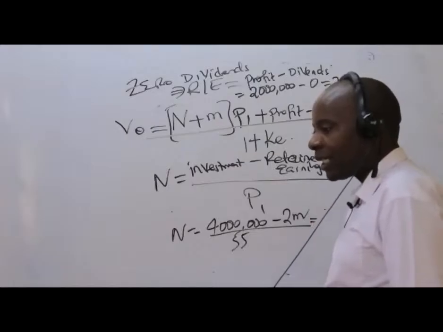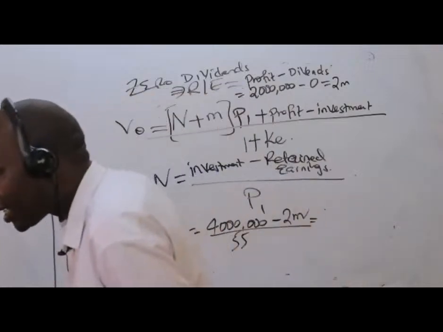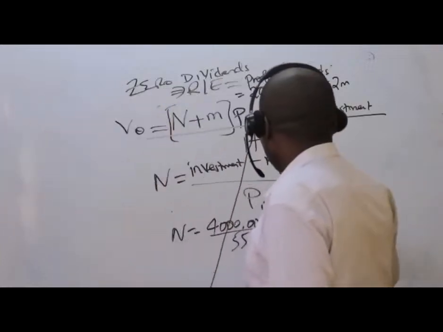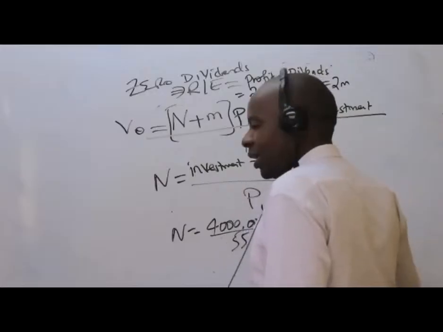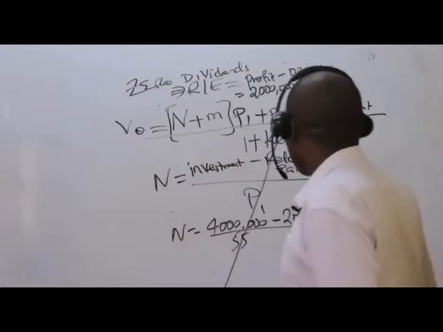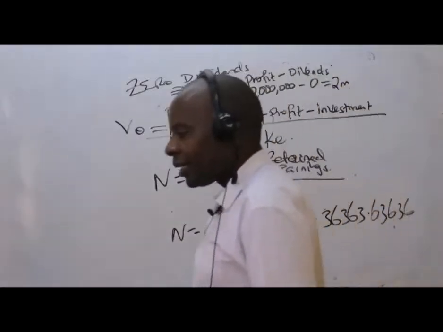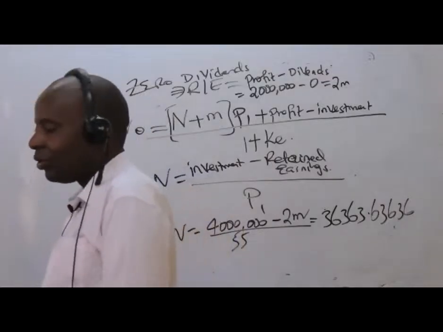I'm going to finish this in 5 minutes. So we have here 36.363, 363.63, 636 like that. Thank you very much.